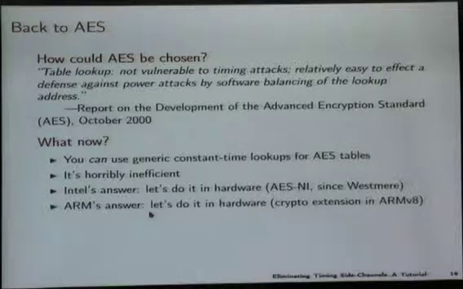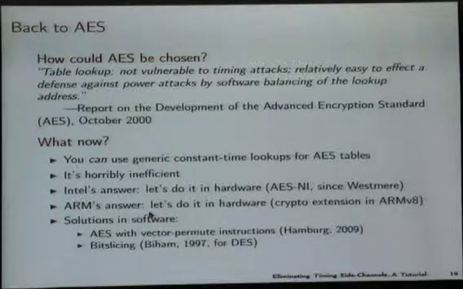But there are still some processors out there that don't have this, like my smartphone, for example. And I have a few older laptops that are from before Westmere, so I don't have AES-NI. So what do you do on those? Well, there are essentially two answers to this. One answer is that you can use AES with vector permute instructions. That was presented by Hamburg at CHES 2009. So if you have a fast vector unit, and you can permute items in these vectors, then you can use that to implement AES. And depending on how efficient these permute instructions are, and depending on how powerful they are, this can even be pretty fast.